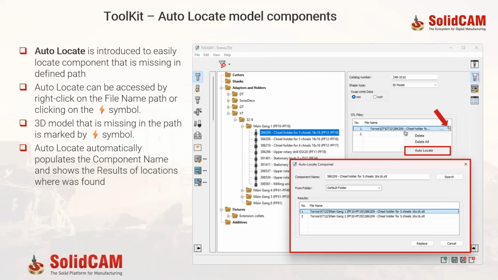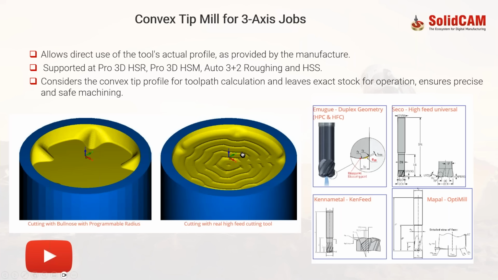All right, next, finally, we can also support the convex tip mill in all technologies: 3 to 5 axis toolpaths, HSS, Pro 3D, HSR, and HSM, and 3+2 milling. What's the benefit of it? Of course, before that, you were forced to use the bull nose, but in that case you created an unrealistic updated stock. So now, on the right, you can see that because you are using the correct tool for it, your exact stock will be there, so you can take that into account to ensure the next job will handle this piece of stock properly.